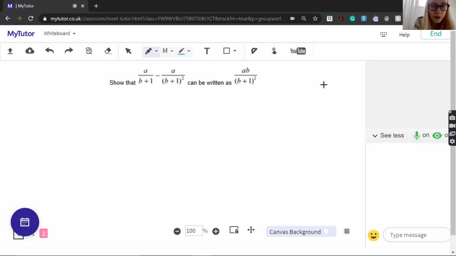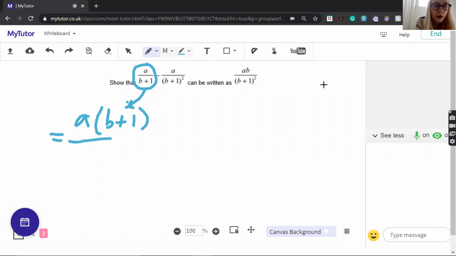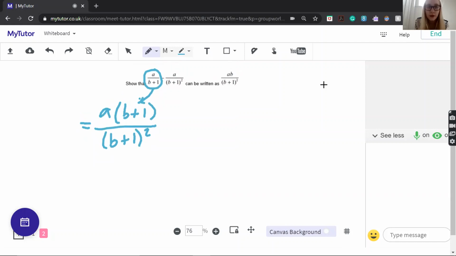So I'm just going to look at this and say that we can write this as a lots of (b+1) over (b+1) squared. Hopefully that makes sense. So we've got b plus 1 on the top, b plus 1 on the bottom. I haven't done any expanding, nothing fancy. I've just multiplied the top and the bottom by b plus 1. And now we can rewrite this out.